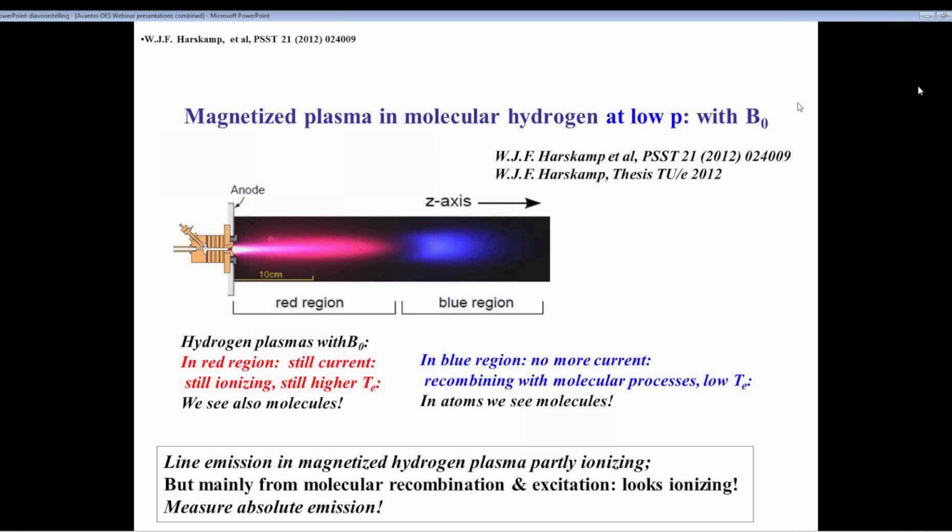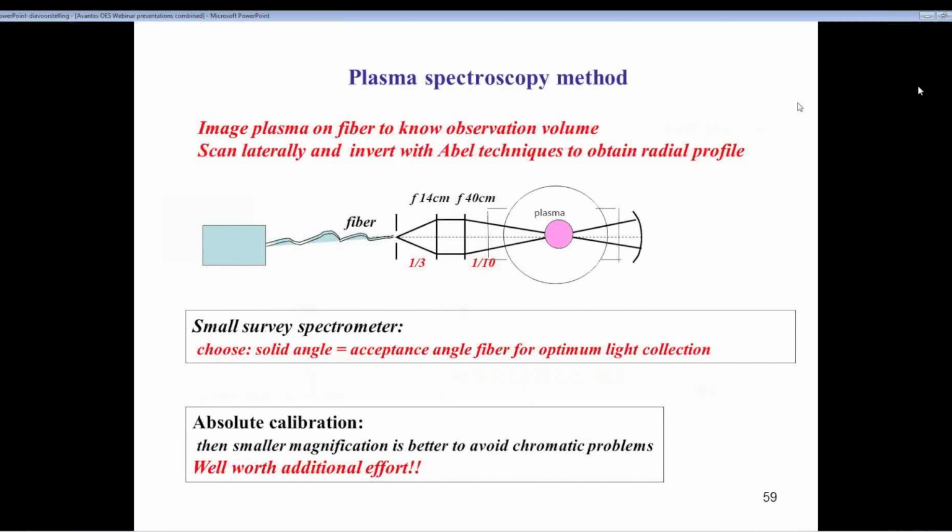So line emission by magnetized hydrogen plasma is now partly ionizing, because in the red part there is certainly still current coming from the source, and therefore there's still dissipation and the electron temperature is still high enough to excite and to ionize somewhat. However, most of the light you see is from molecular recombination origin. And again, we can only take this conclusion if you measure the absolute emission of the H_n lines.